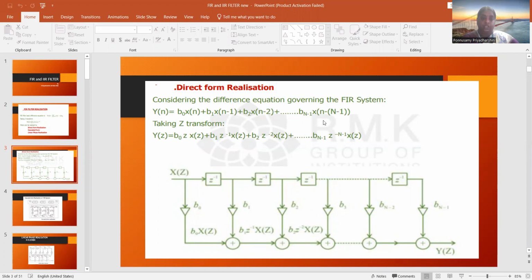Taking the z transform on both sides, Y of z is equal to b naught X of z and b1 z inverse X of z and b2 z to the power of minus 2 X of z. So like this, it will move up to n minus 1. The same structure can be realized by using the different components of the design, that is delay unit, multiplier, and adder. So X of z is my input and Y of z is my output, and in between I have the different stages including the delay units as well as the multipliers.